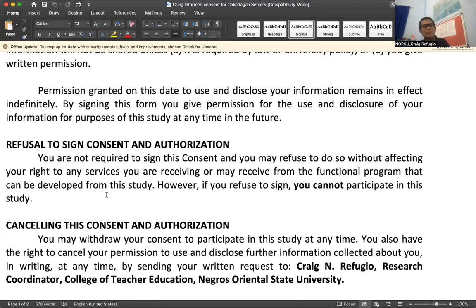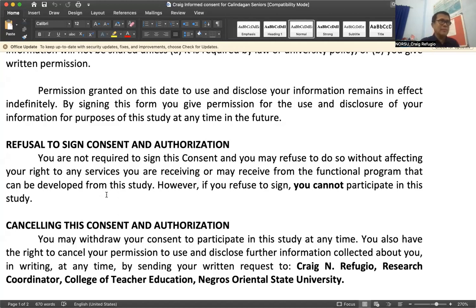Refusal to sign consent and authorization. You are not required to sign this consent, and you may refuse to do so without affecting your right to any services you are receiving or may receive from the functional program that can be developed from this study. However, if you refuse to sign, you cannot participate in this study.